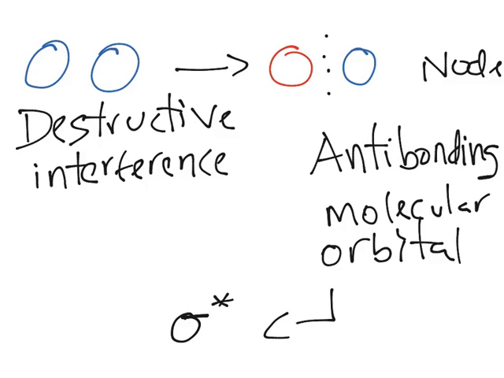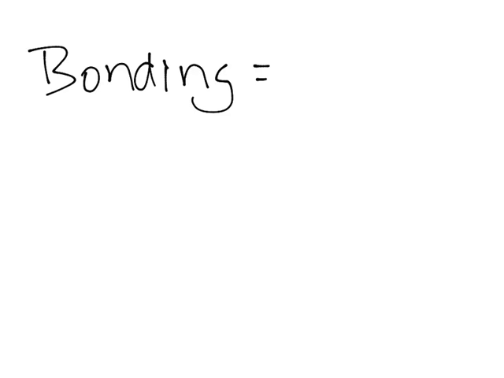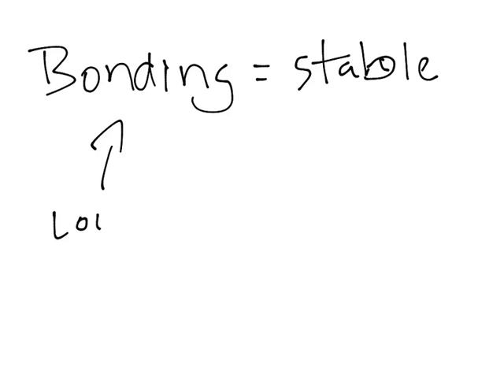And what I was talking about stability before, I meant that bonding is more stable. Bonding means stable, pretty much. It's more stable than anti-bonding because it's lower in energy. So let's talk about sigma bonds, or just bonds, our normal bonding.